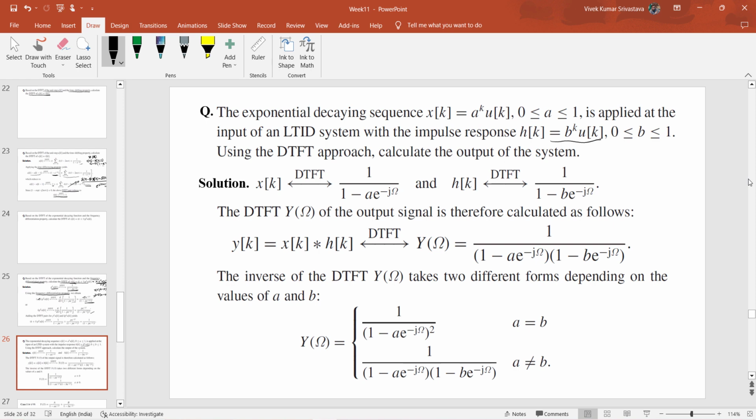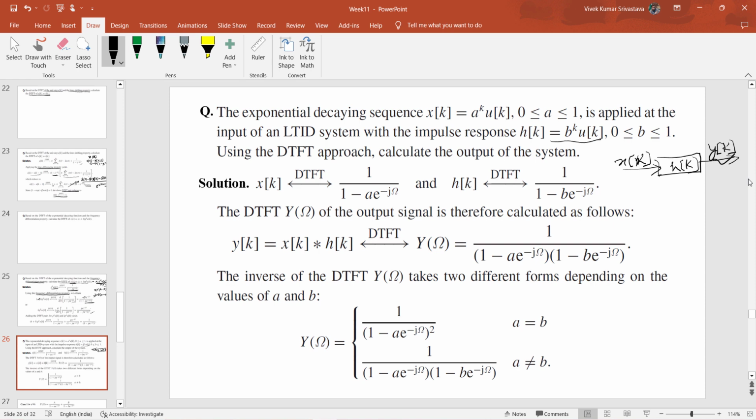Okay, so this kind of problem we have already solved by using the time domain method, where we have seen that if x of k is given to us and h of k, the impulse response of the system, is given to us, and we want to evaluate y of k, we have used the convolution sum method, as we saw in the previous class. Now in today's class we will solve the same problem using the frequency domain approach.